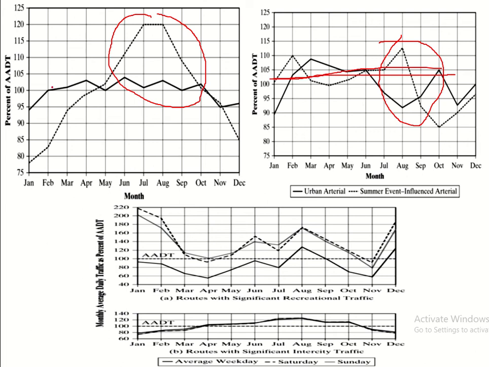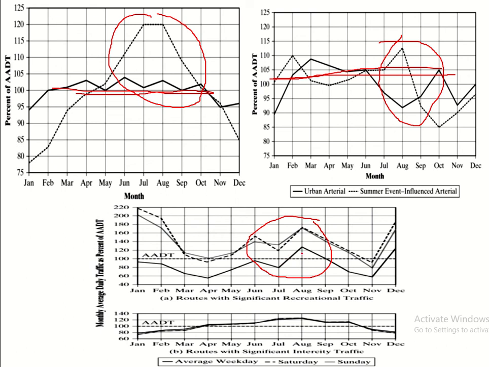Okay, same thing here as well. There's not much variation here, and this is what happens in urban areas. Then in these two figures, this one is a figure with significant recreational traffic. So obviously it goes up in the summer region, and then you see different lines.